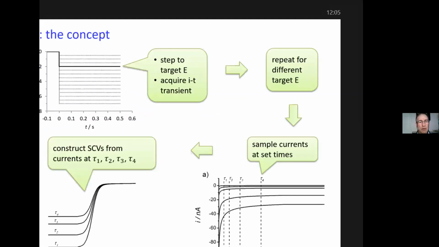So the concept of sample current voltammetry is actually quite simple. You identify a potential window of interest and you perform a series of potential steps. So these are your potential waveforms, series of target potentials within the window of interest. And for each target potential, you acquire the current transient. So you'll have a family of current transients.